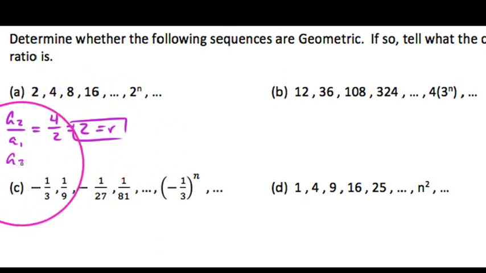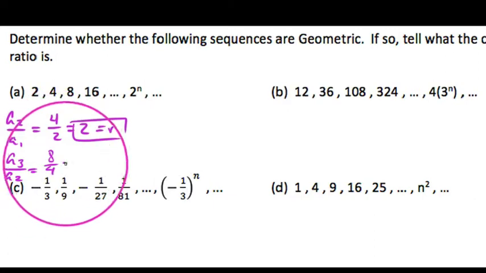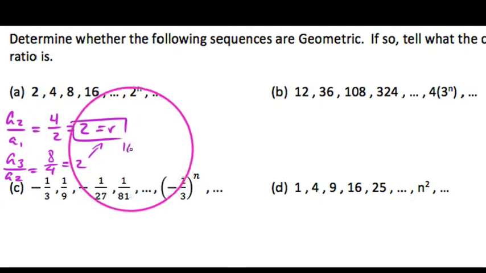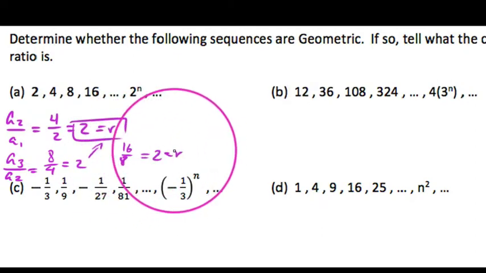As a matter of fact, if we did a3 divided by a2, I'm going to do a couple more here, that is 8 over 4. So I get 2. This is the common ratio again. And last but not least, if we said 16 divided by 8, we get 2, and this is r again.